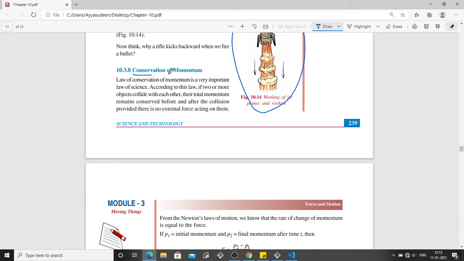Next one is conservation of momentum. We all studied momentum. Here there is a law called conservation of momentum. According to this law, if two or more objects collide with each other, the momentum is conserved. Momentum is not changed before and after the collision, unless there is some external force acting on them. The momentum will only change if there is an external force acting on them.